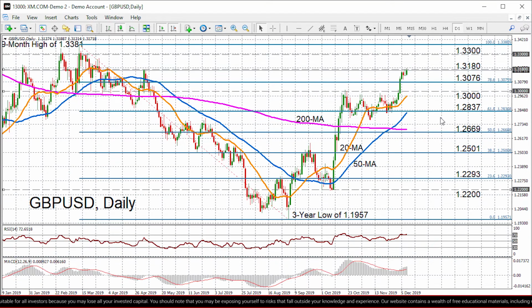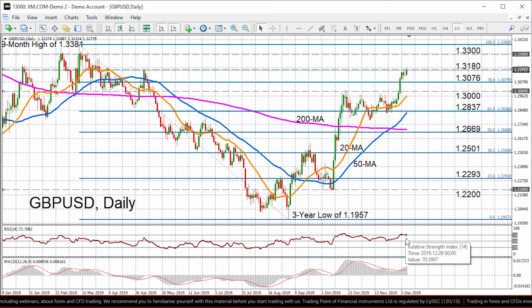Let's now turn to pound dollar. So pound dollar is very bullish both in the short and the medium terms. At the moment, prices have hit a bit of a resistance at 1.3180. That level also acted as resistance back in April this year. Momentum indicators suggest that there is scope for additional gains in the short-term.